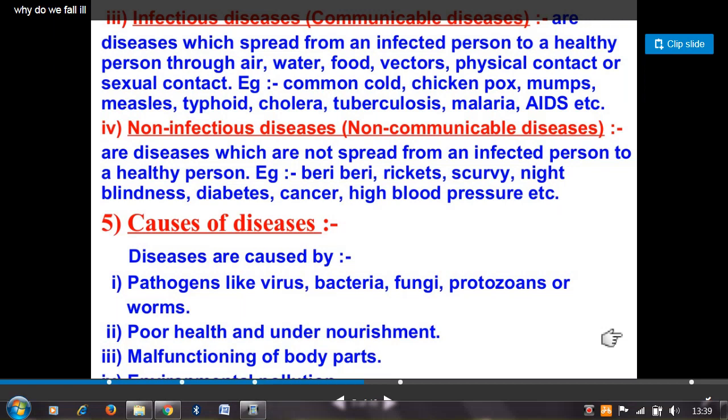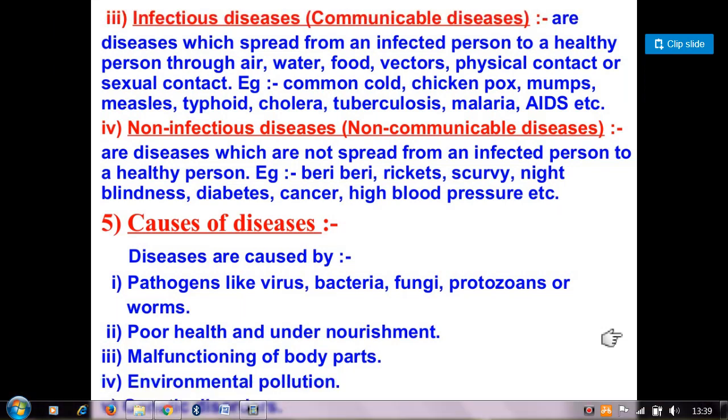Hello students. In the last class we learned about the types of diseases and particularly discussed the chronic diseases and the problems related to them. So now in this class we are going to start with the other two types of diseases, namely infectious diseases and non-infectious diseases.